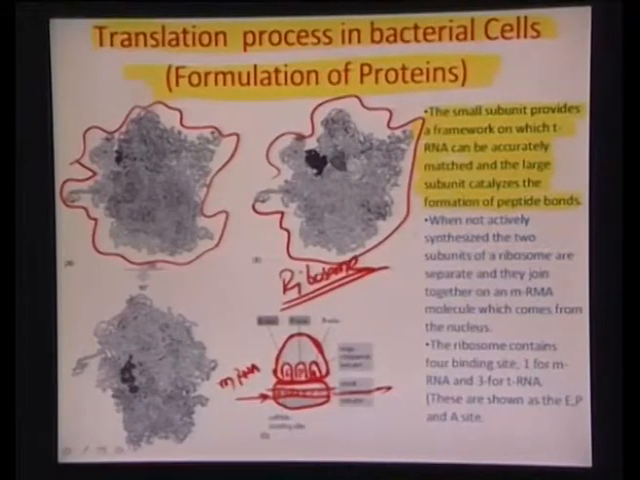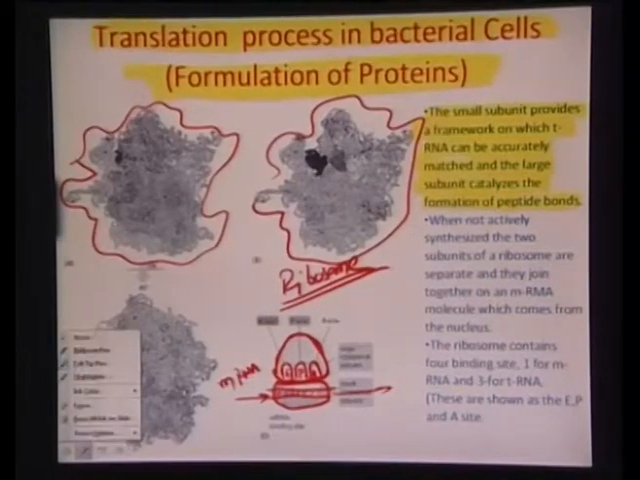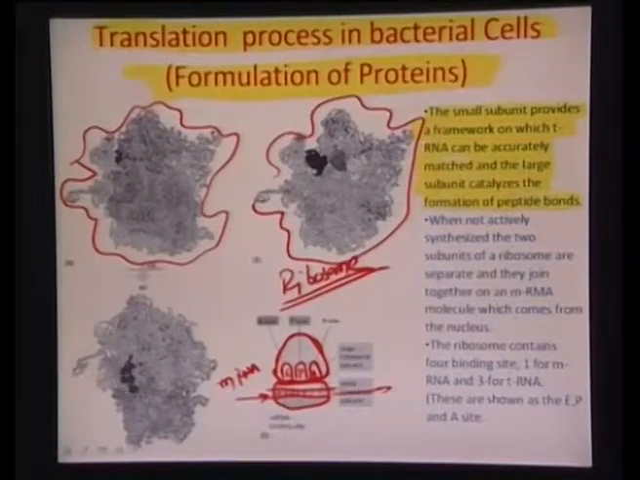So, when not actively synthesizing, the 2 subunits of a ribosome are separate and they join together on an mRNA molecule which comes from the nucleus. In this case, because it is a bacterial mRNA, it is produced within the solution and it comes to the ribosome. The jaw only closes whenever there is an mRNA. If there is no mRNA, then the rails are open and the jaw is also in the open state. The upper half is open like a mouth.